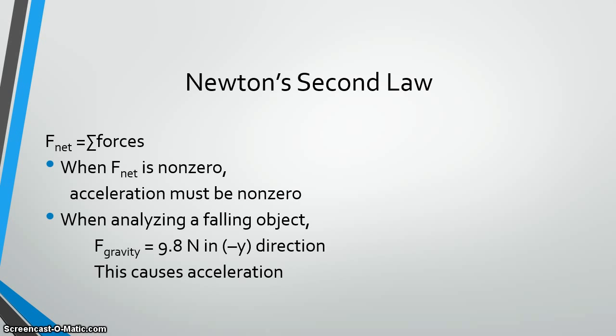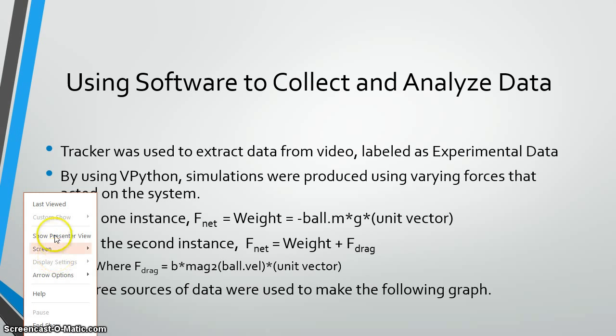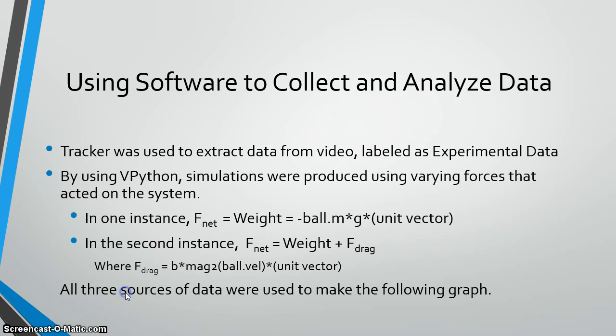If F_net is 0, acceleration is also assumed to be 0. Conversely, if F_net is non-zero, acceleration will also be non-zero. When analyzing a falling object, it is important to incorporate the force of gravity, which is 9.8 in the negative y direction. When using software to collect and analyze data, we use Tracker to analyze the experimental data that was extracted from video.